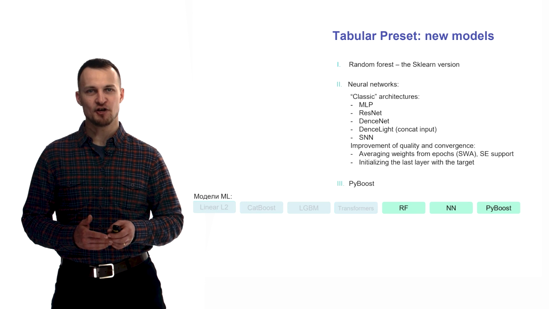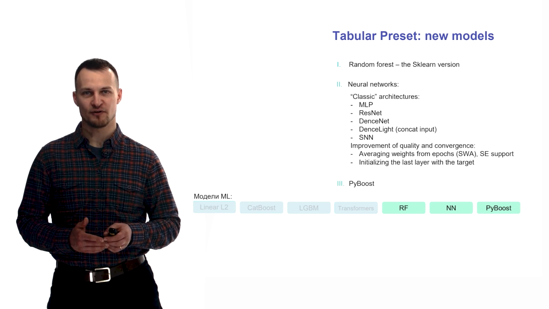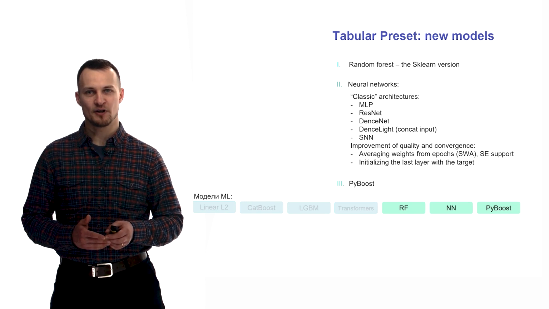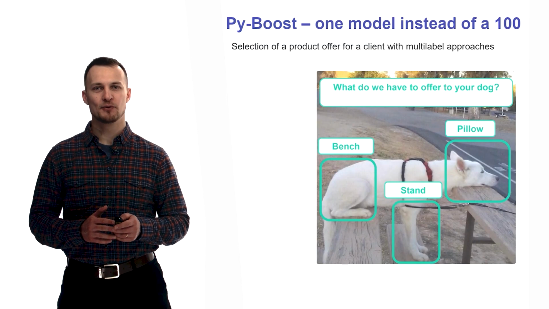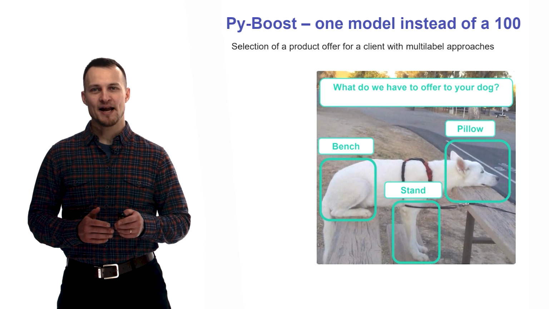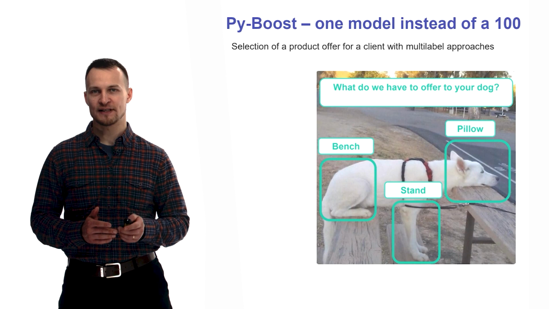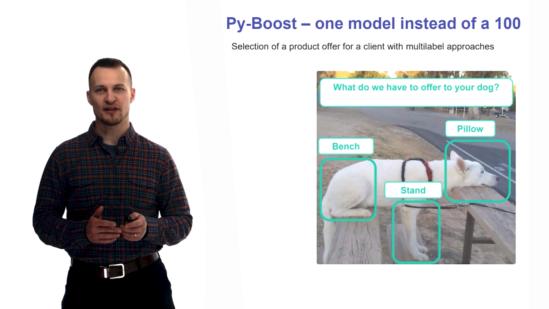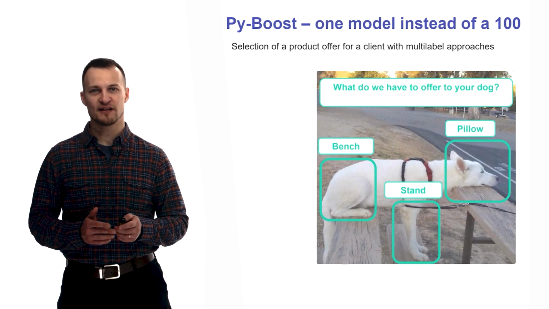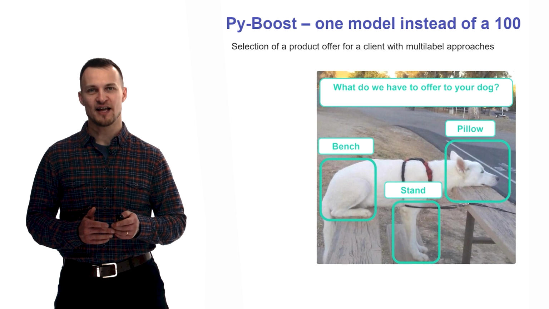PyBoost is an original toolkit from the developers of LightAutoML with a new gradient boosting algorithm. Let's take a look at PyBoost in more detail. Consider the case when you have 200 to 300 products, and you need to choose among them 4 to 7 offers that are the most suitable offers for the client.